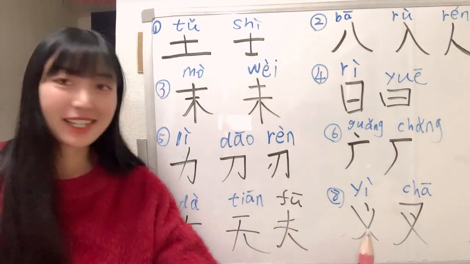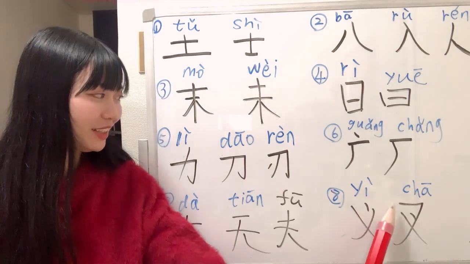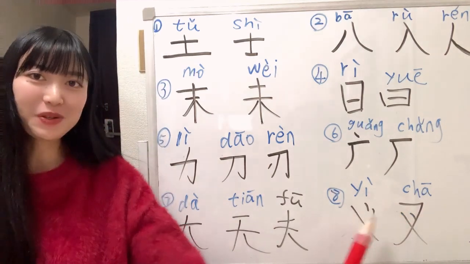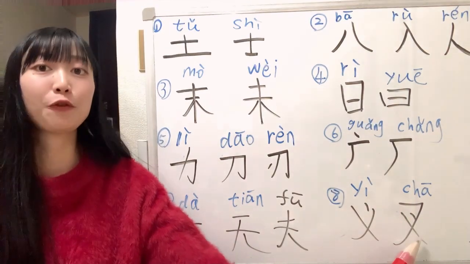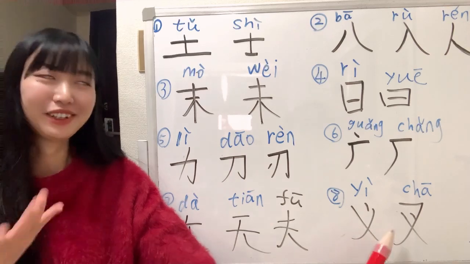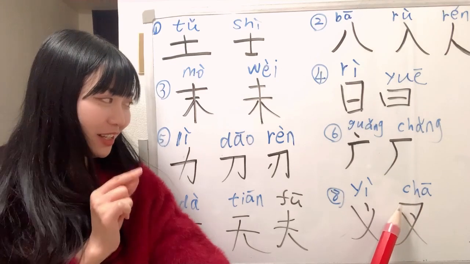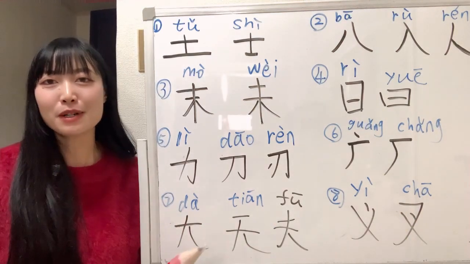Next one is 义 and 叉. The difference between them is here. Either it's open or closed. If there's a closed line here, it's 叉, which means fork. And 义 means righteousness. So there's a totally different meaning just because of this difference. Be careful. They're so similar.